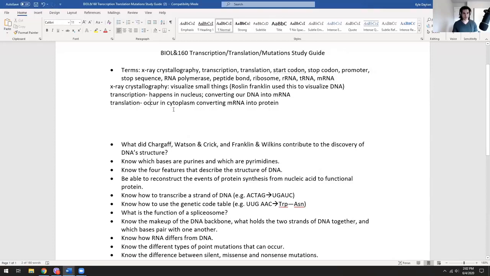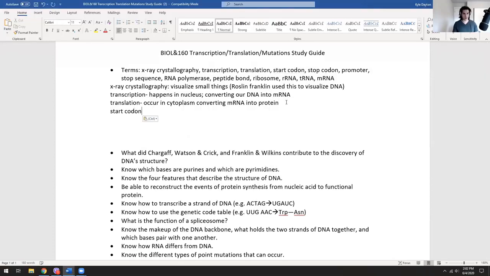Start codon. The reason why I have this in here is because of the term codon. We know that when we're talking about codons, we're talking about translation. So this is where the ribosome begins translation of a protein.